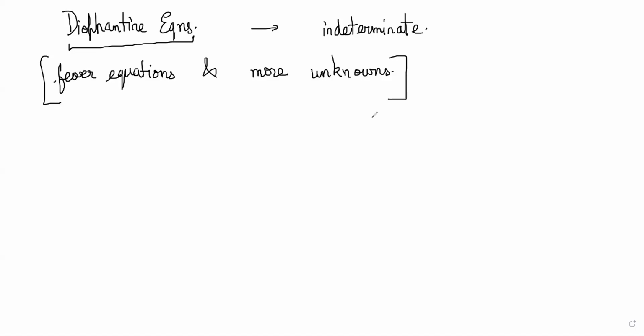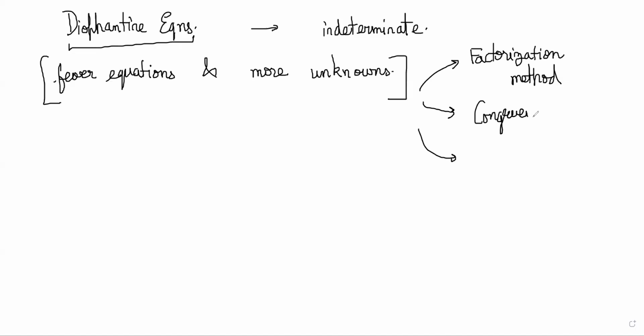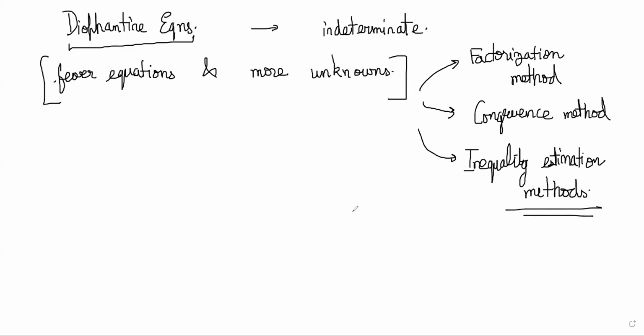So first we look at a few questions through which we'll learn 2-3 different methods. The first method is the factorization method. The second method is the congruence method. And finally, there is the inequality estimation or estimation method. So I will show you examples of how you use each of these methods to solve problems of Diophantine equations. So let's get started with this one.